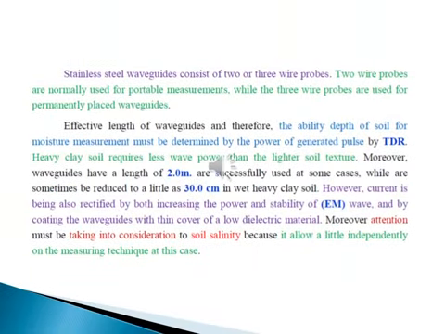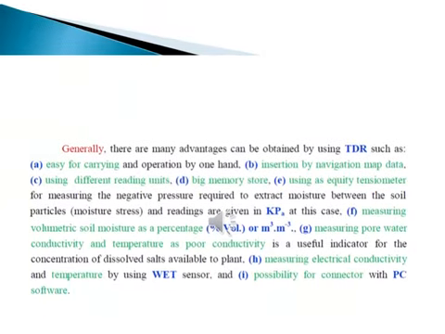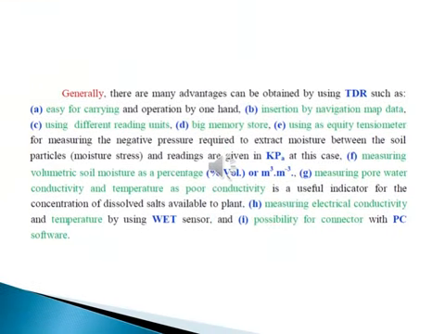The effective length of the waveguides, and therefore the depth of soil for moisture measurements, must be determined by the power of the pulse generated by the TDR, taking into consideration that heavy clay soil requires less wave power than lighter soil. Generally, there are many advantages that can be obtained by using the time domain reflectometer. My dear, it is easy to follow by yourself.